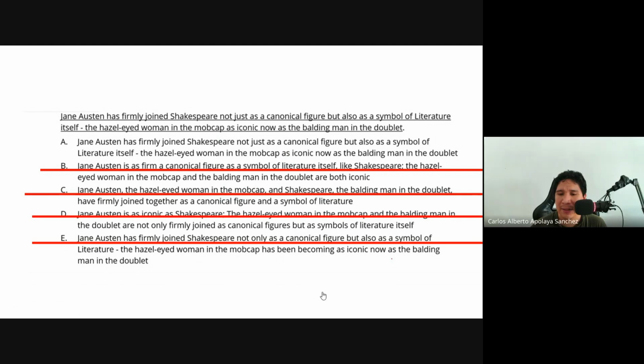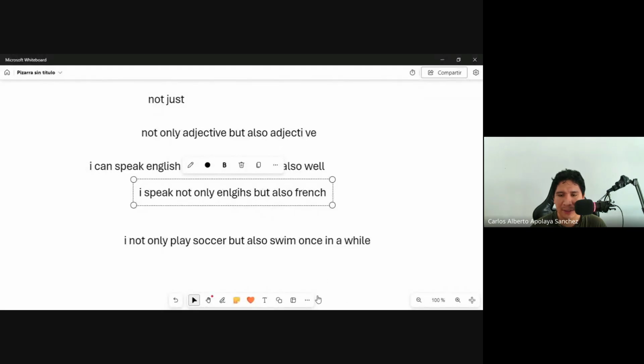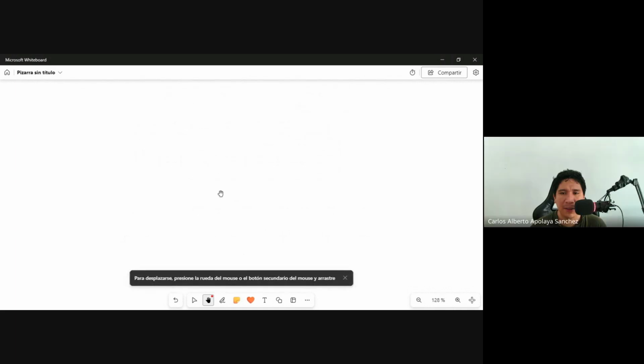Sometimes you will come across this structure, and I guess that makes it difficult to understand. Let me show you. I will copy some sentences here. Have you heard about misplaced modifiers? Yes. Okay, I will give you some sentences here.